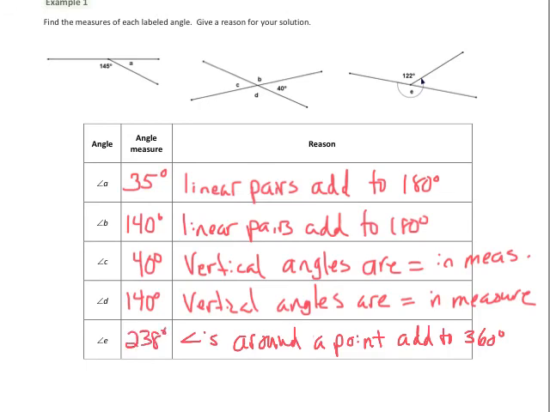So this is a basic list of the justifications we're going to start using when we solve for unknown angles in class. Again, it's not enough just to find the mathematical answer. We have to justify our steps.